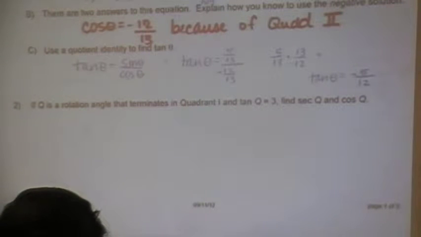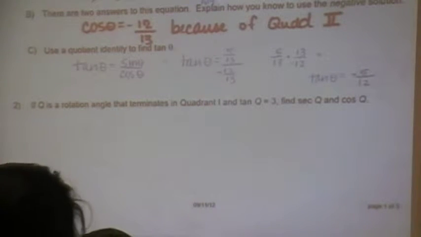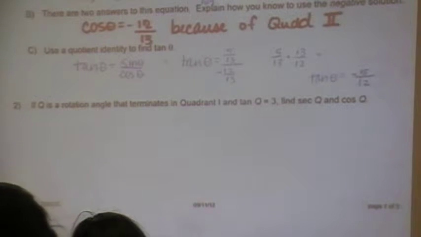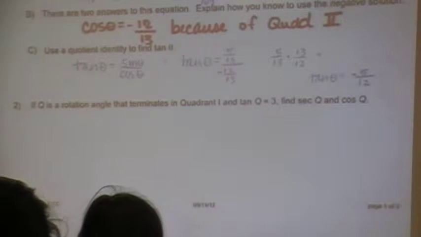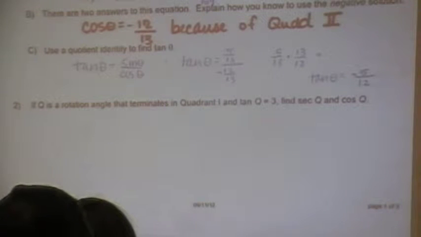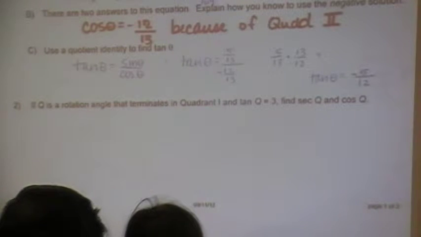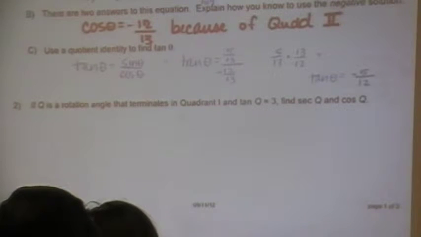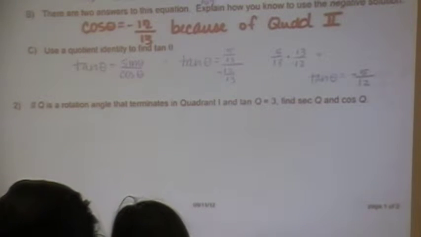And just to check, make sure my math is right: all students take calculus, tangent should be negative. So, all right, on number 2, it says if Q is a rotation angle that terminates in quadrant 1, and tangent of Q equals 3, find secant Q and cosine Q.